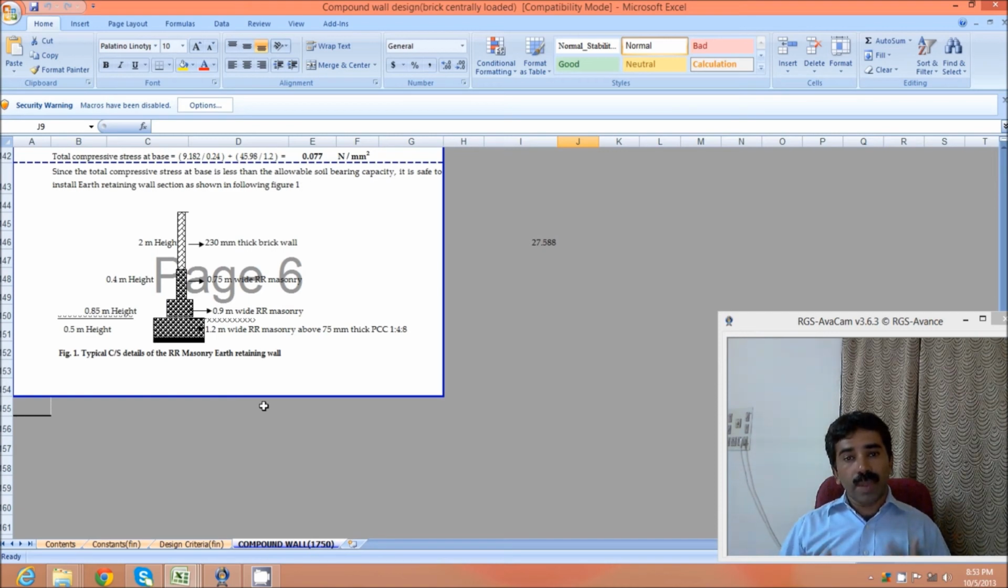So the main concept in the design would be the checking of tensile stress. Compressive stress will generally be within the limit. Tensile stress shouldn't exceed the permissible or allowable tensile stress as per IS 1905.